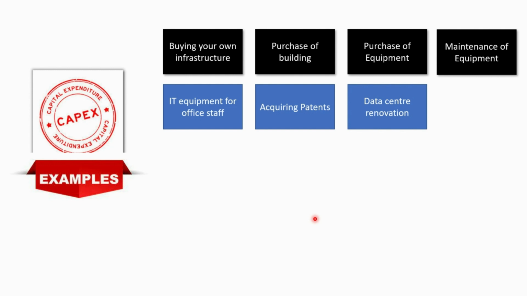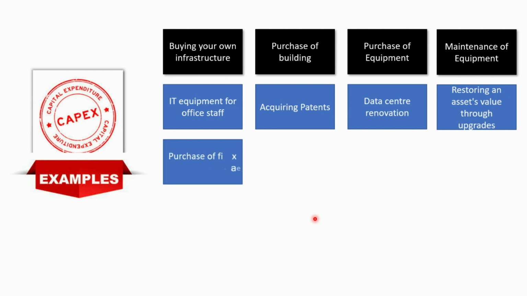Another important thing, data center renovation is also considered as capex. The data center itself is an investment by a customer, and renovating it, either upgrading the racks or servers, adding additional racks, or maintaining the cooling system, all come under capex. Another example, restoring an asset value through upgrades, whether it is a building upgrade or a server upgrade, those expenses are all categorized under capex.